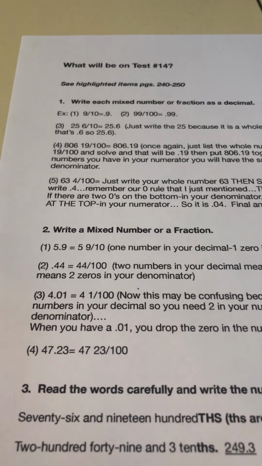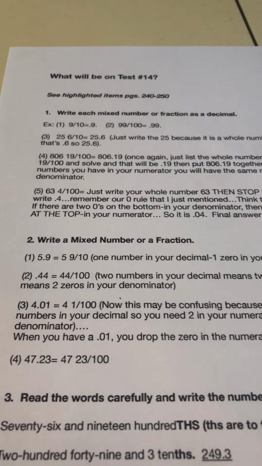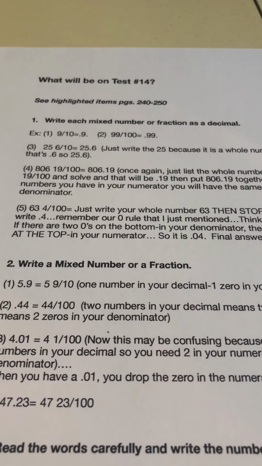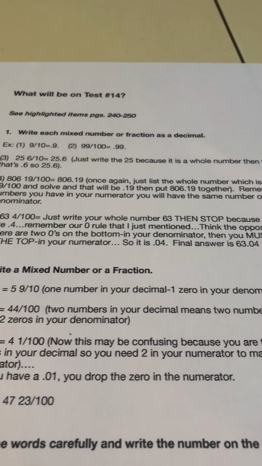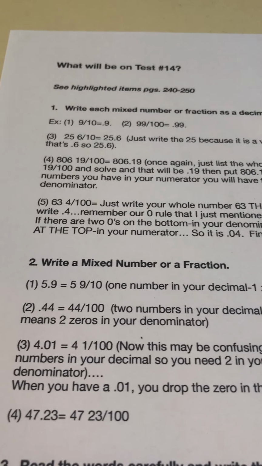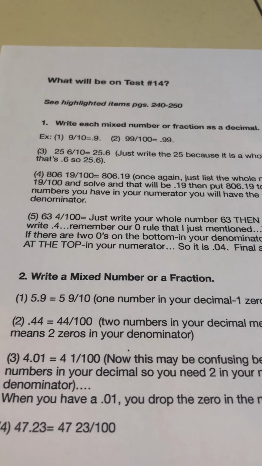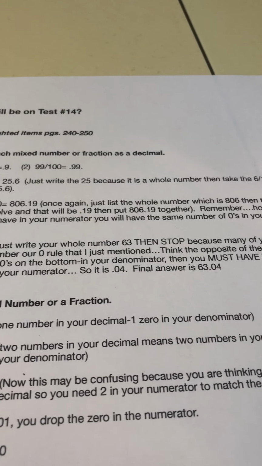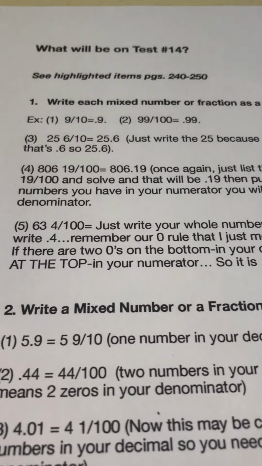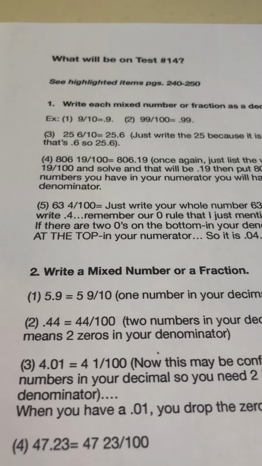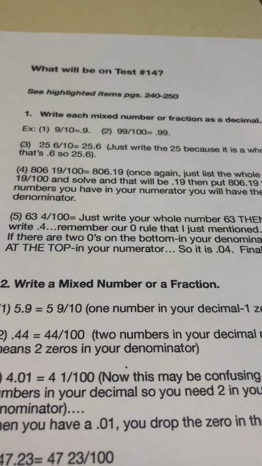Okay, write a mixed number or a fraction. 5.9 equals 5 9/10. One number in your decimal, one 0 in your denominator. See that? One number is in your decimal, so there'll be one 0 in your denominator. Got that? Okay. 0.44, 44 over 100.